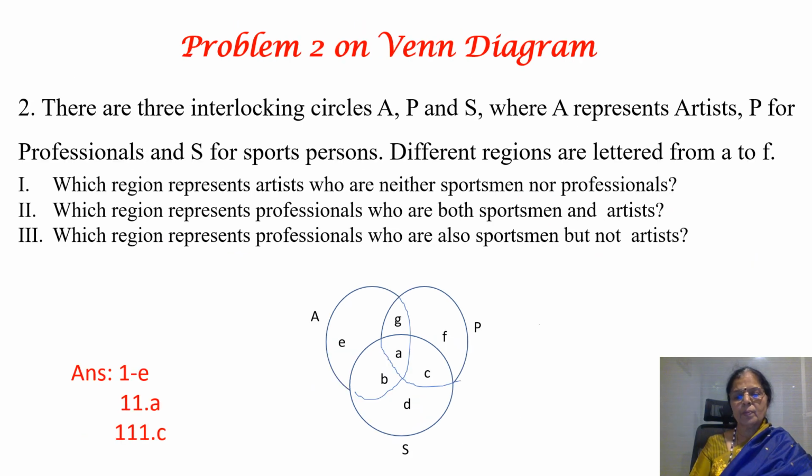Go to the second problem paragraph. There are 3 interlocking circles. The circles are named A, P and S, which represent A for artists, P for professionals and S for sports persons. 3 circles. And you have different letters from A to G. So A is here, B is here, C is here, D is here, E is here, F is here, G is here.